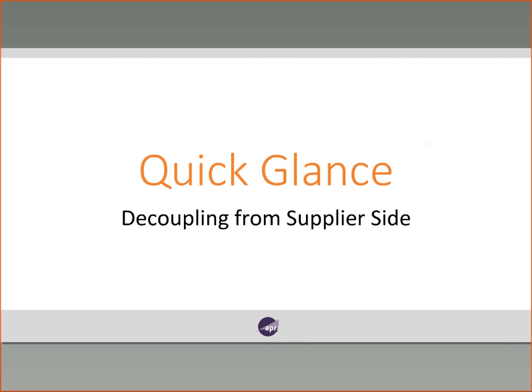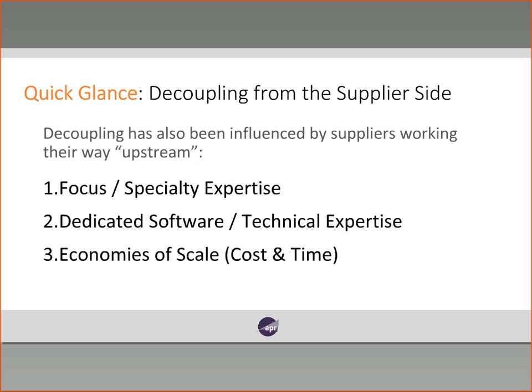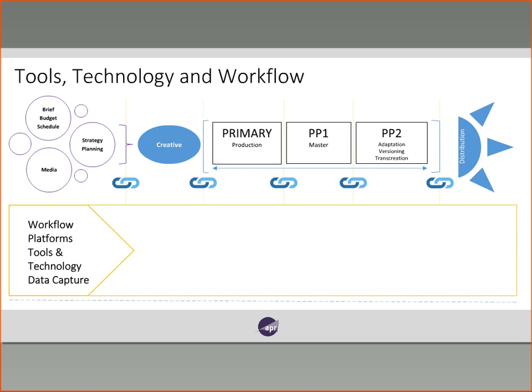Now, we want to make a quick glance to the side and look at decoupling from the supplier side, because decoupling has not only been the client saying, hey, I think I can get a better deal. I think I can work better with my agency or with my vendors than my agency does. It's also come upstream from suppliers who are saying, we have a specialty, a focus in an area of expertise that we can offer you, and we've got dedicated software and technical expertise that allows us to work more efficiently and at lower cost. And these are also one of the reasons that decoupling has become more attractive, because you've got solutions out there. And if we talk specifically about the technology side of things, there are so many different workflow platforms that you come across. Sorry, I don't see the animation, but there are workflow platforms, tools and technologies, and data capture at every phase of the production process.